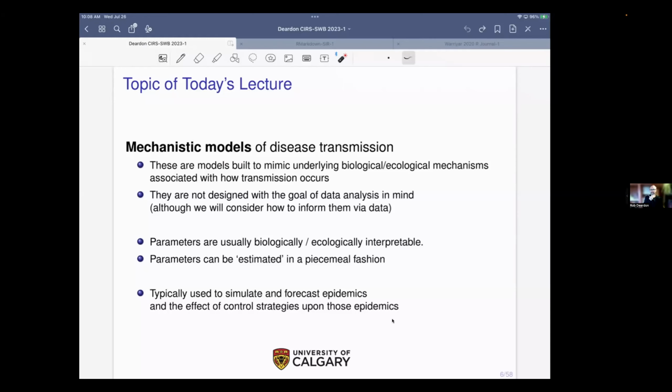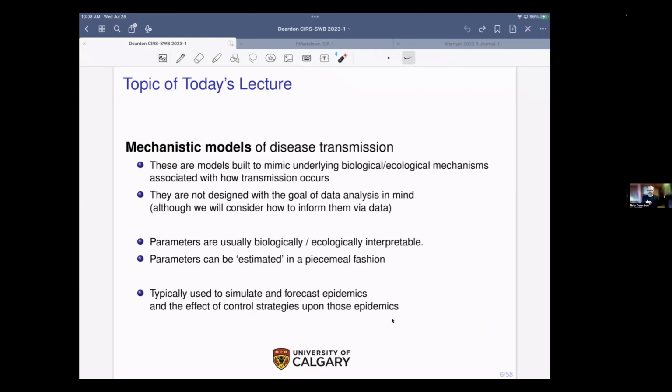That's not the case here. The models here are built with the biological or ecological mechanisms going on in mind. They're quite old now. People have been using these models for over 100 years. I think I'm right in saying that they weren't designed with the idea of data analysis in mind.